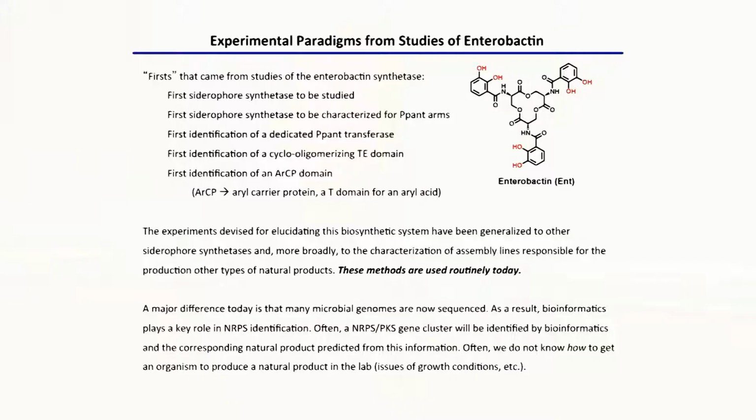And this is a case where we know how to get the organism to produce this natural product. You starve the organism of iron and it will start to make it. In many instances, for other natural products produced by these assembly lines, we don't know how to get the organism to actually make the molecule in a laboratory setting. So there's some interesting work being done about that.